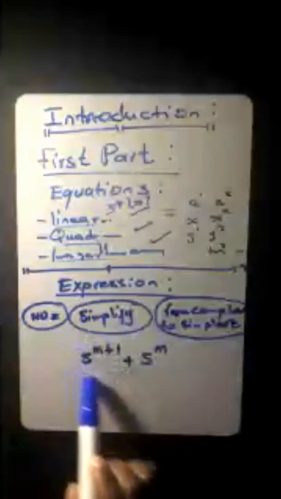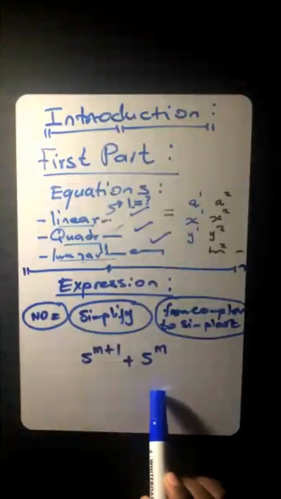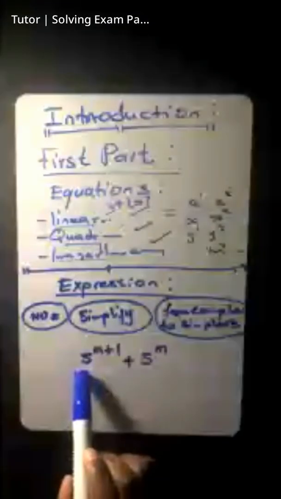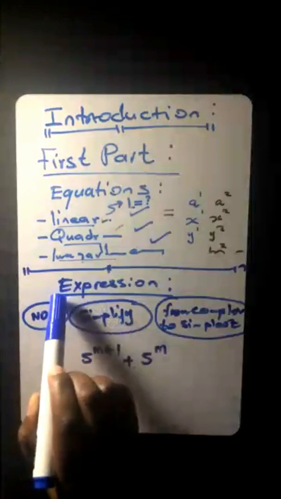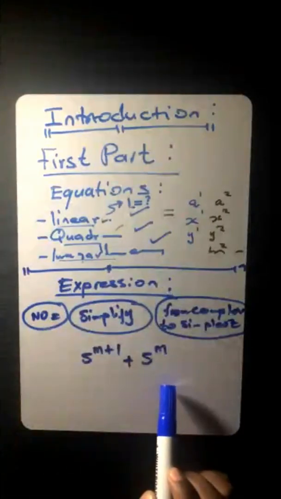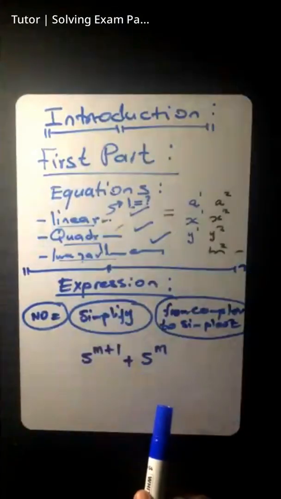Do I see an equal sign over there? No. Do I see an inequality sign over there? No. What am I seeing? I'm just seeing something with no equal sign. Therefore, it means it's an expression. Okay, now that I'm able to notice that I'm given an expression, what do I do?